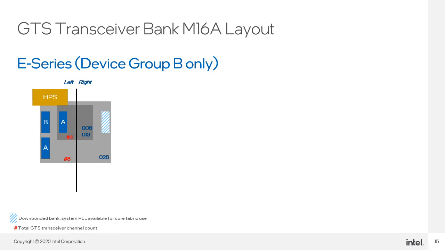The last smaller package is M16A, which is shown here. M16A is an 896 pins standard ball grid array layout. This is just for E-series device Group B and gives you a maximum of 8 total channel count.